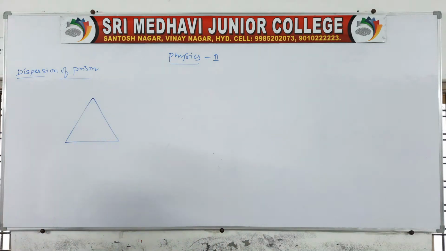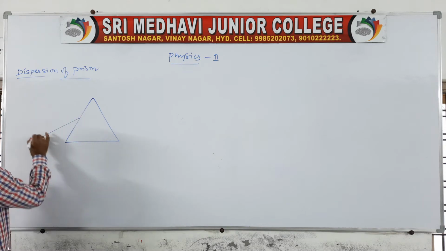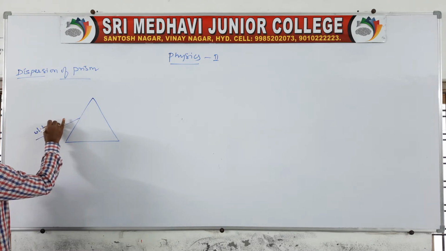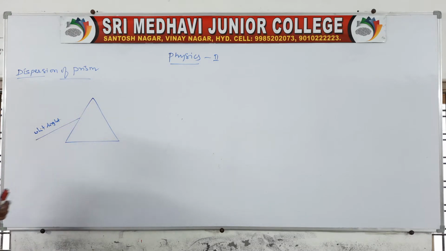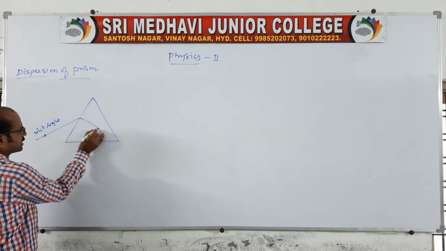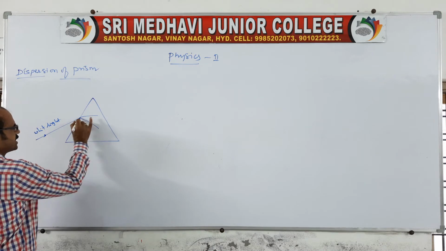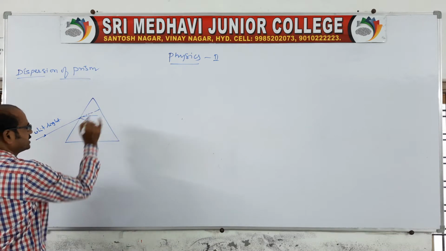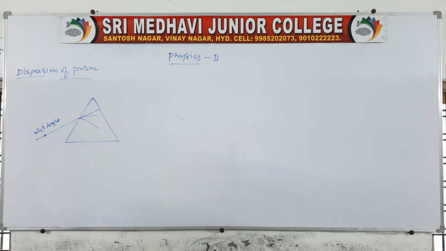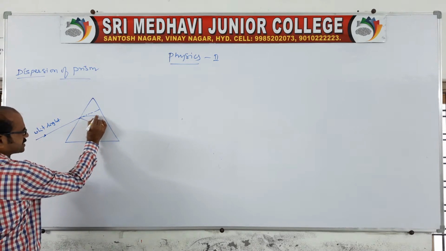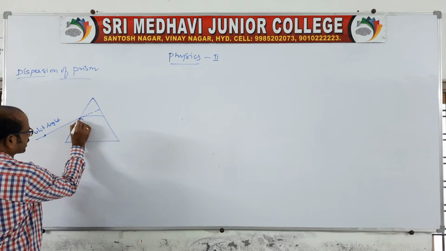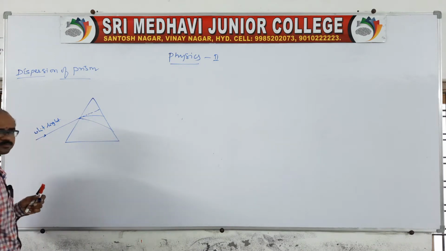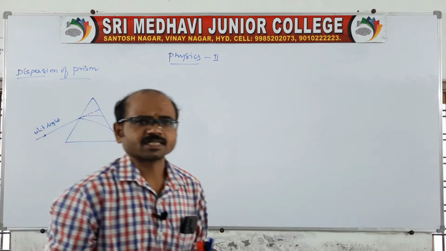Now let us take white light entering at one refracting surface. When it is incident there, the light is divided into 7 colors by the prism. This is the original ray direction, and when the light is incident on the other refracting surface, it is divided into 7 colors. The dividing of light into 7 colors is nothing but dispersion.